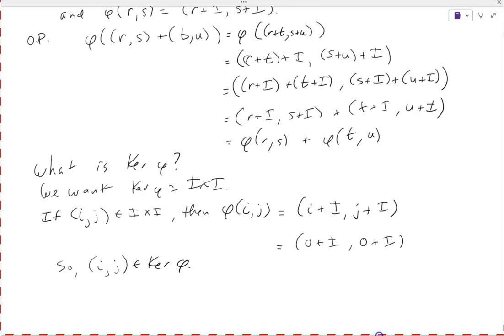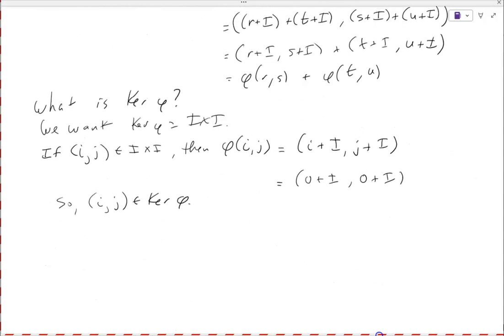Now we got to go the other way around. Oops. Got chalk on my finger so I can't scroll, or it locked up again. There it goes. Now let's start with something in the kernel.